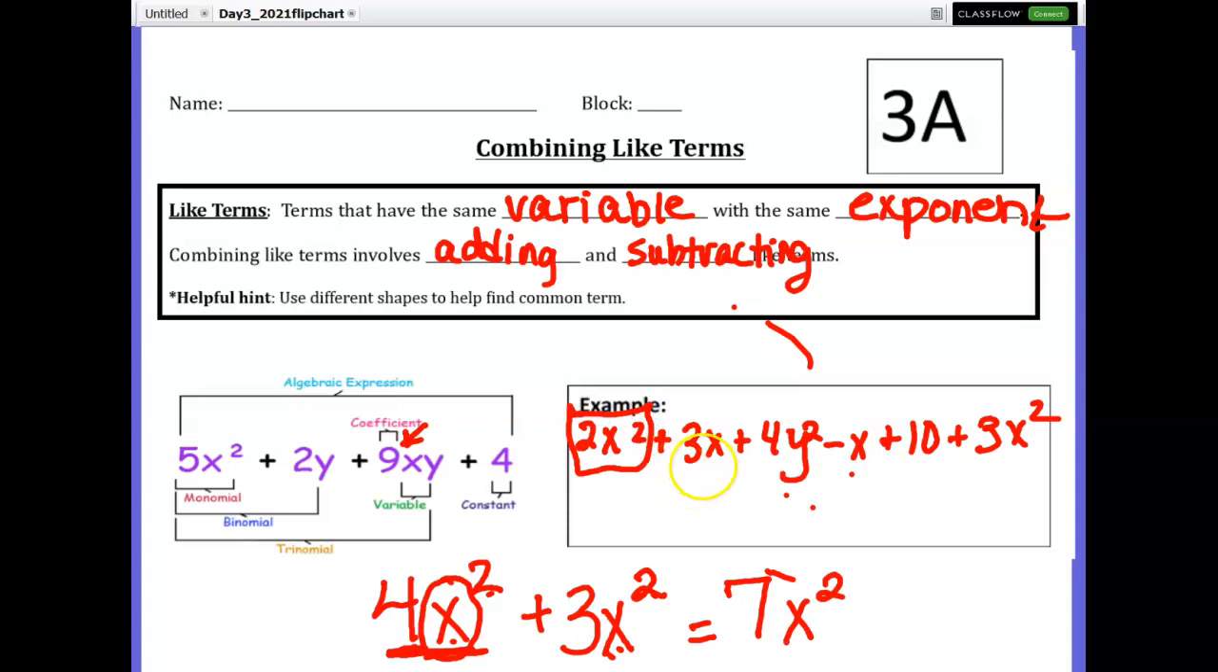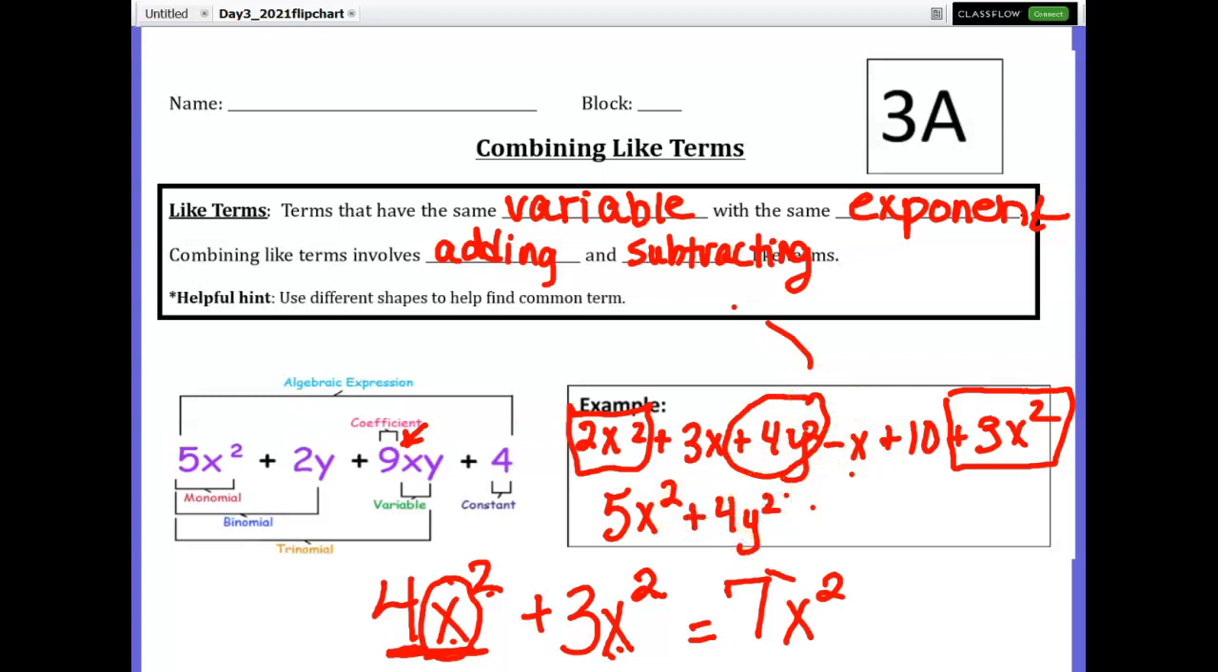Now see how 3x is not a like term because it's not squared. 4y squared is not a like term. But if I go to the end here, 3x squared is a like term. I'm going to add 2x squared and 3x squared, and I just add the coefficients, or those numbers, because we're adding. 2 plus 3 is 5, so this would become 5x squared. All right, going down in exponents, so the next one I see is 4y squared, but I don't see that I have anything to combine it with, so I'm just going to write plus 4y squared.